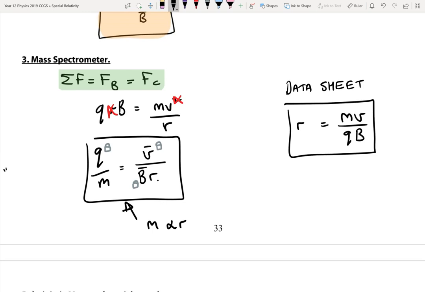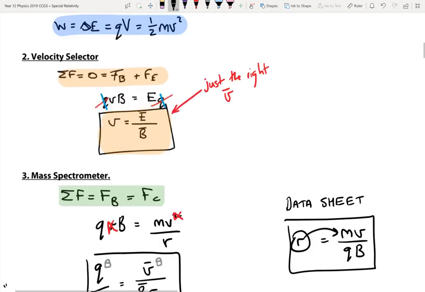So if your chlorine 36 atom is about 3% more massive than your chlorine 35, you would expect the radius of curvature, and hence the diameter of the circular path, to also be 3% greater. Okay? And you can see it there, radius directly proportional to mass. That's in your data sheet.